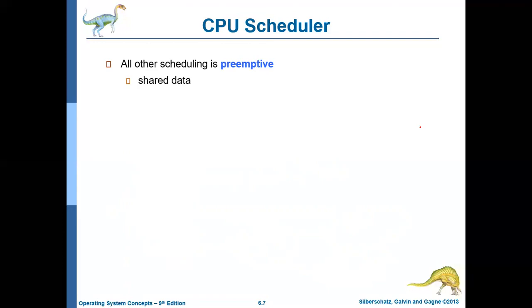The first issue is with shared data. This problem is called race condition. So what is meant by race condition? The first problem is with the shared data, and this can also be called race condition.